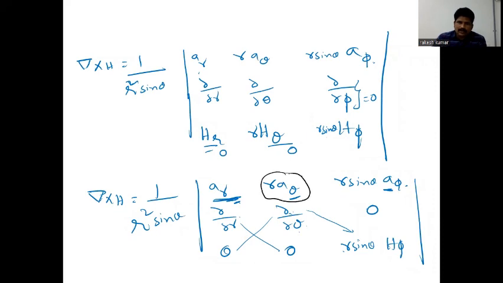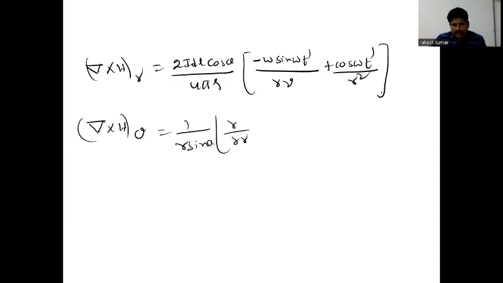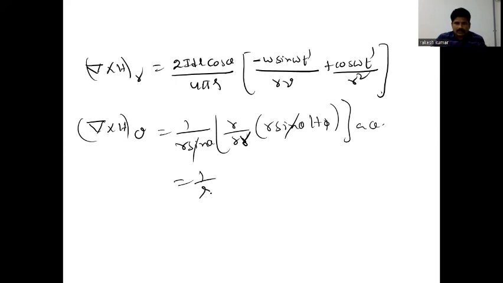Similarly, from this you can calculate with respect to theta. So what is with respect to theta? Del cross H is equal to 1 by R square sine theta into R into dou by dou R of R sine theta into H phi. So finally the expression for del cross H with respect to theta is 1 by R sine theta into dou by dou R of R sine theta into H phi along A theta. Since it is with respect to R, sine theta will get cancelled. So it is 1 by R into dou by dou R of R H phi. This is along theta direction.